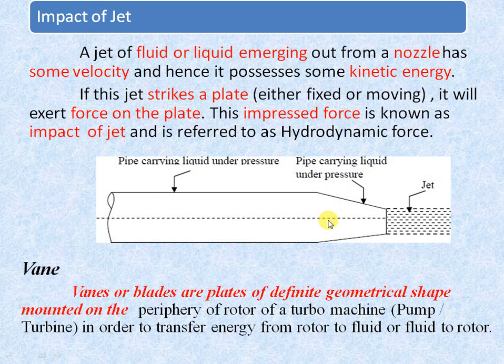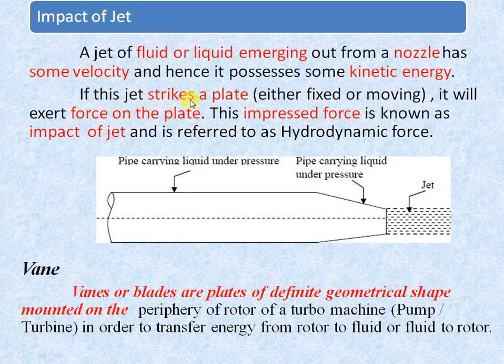So friends, the important topic is impact of jet or jet formation. So we know that water is incompressible in nature and the density of water remains the same. When a jet of fluid or liquid comes out from a nozzle, it has some velocity and hence it possesses some kinetic energy. Now in this case, the pipe diameter is capital D and the nozzle diameter is small d.